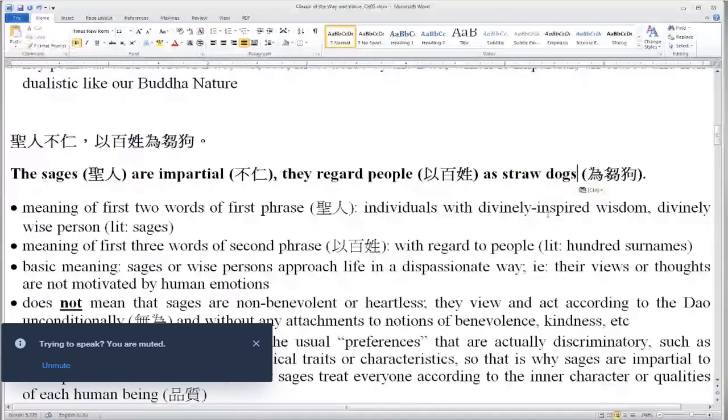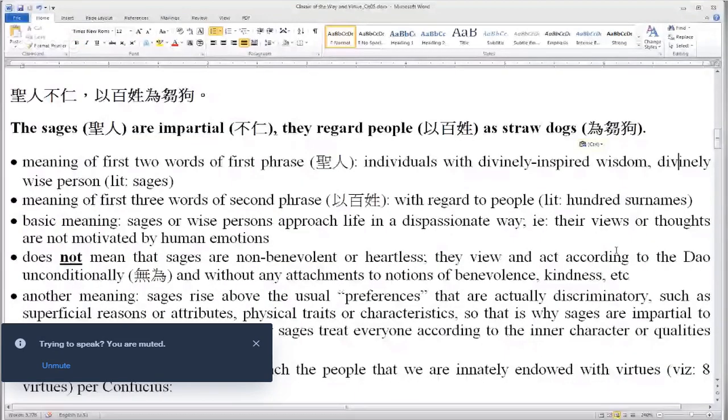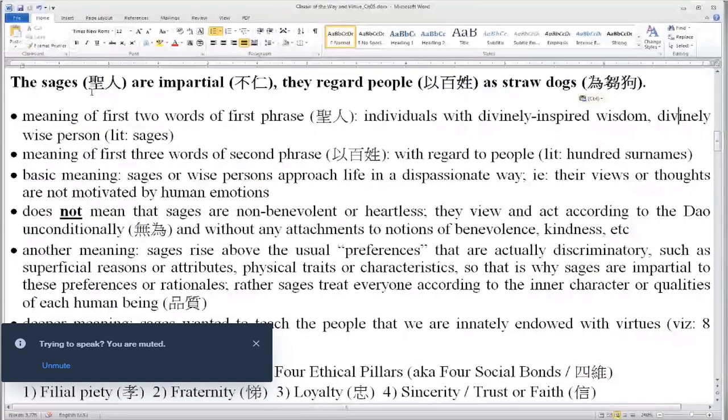Sorry. As straw dogs. So they regard people as straw dogs. Remember in the previous chapter, I think chapter 2, we defined what the phrase shengren means. It just means individuals with divinely inspired wisdom, or a wise person. It literally means sage. The first three words of the second phrase are with regards to people, literally meaning 100 surnames, but that means people.